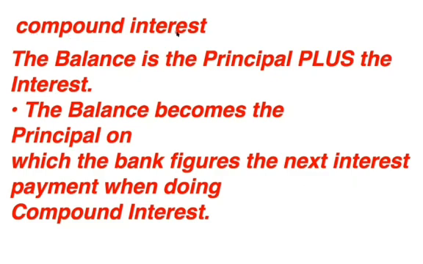Okay, in compound interest, the balance I was talking about is the principal plus the interest. That means your P plus the I. Now the balance becomes the principal on which the bank figures the next interest payment when doing compound interest.